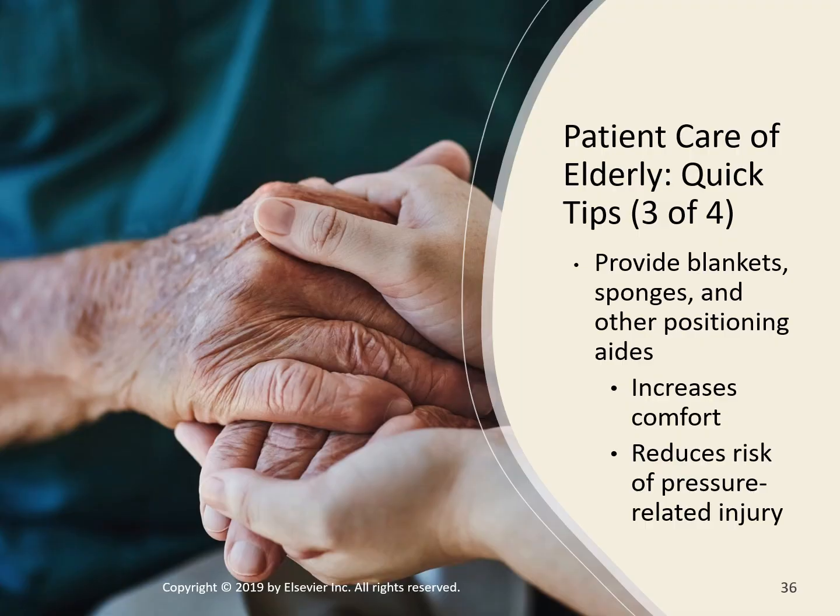Blankets, sponges, and other positioning aids. You have to have them comfortable. These are going to be uncomfortable positions that you're putting them in. If you go out of your way to create some comfort for them, then they're more likely to tolerate the uncomfortable position. But if you make no accommodation for their comfort, they're going to subconsciously shift to a more comfortable position and get out of position. So make sure you accommodate for their comfort before you even start positioning.